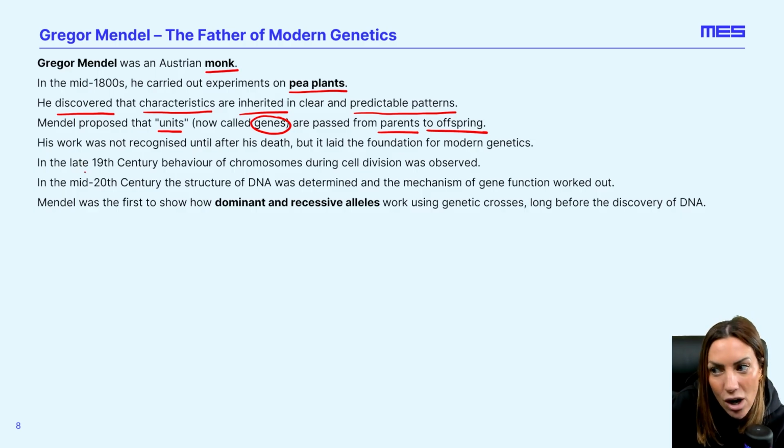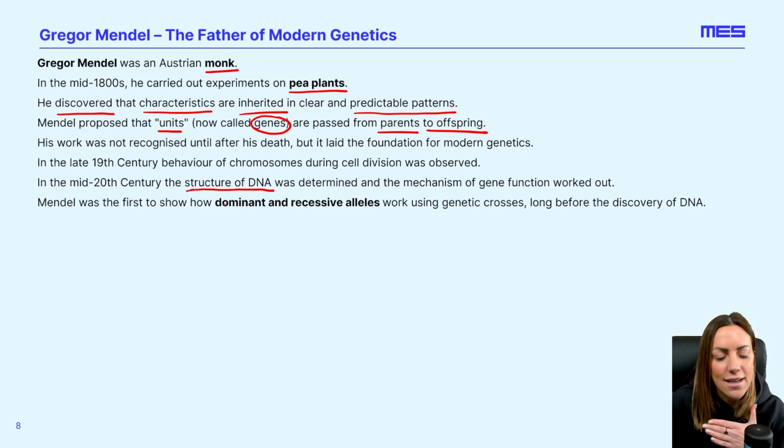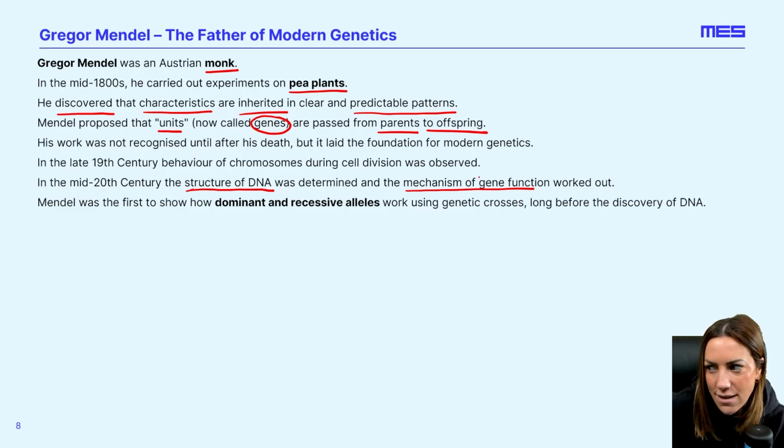It was later on, so in the late 19th century or the late 1800s, that chromosomes were observed during cell division as microscope technology improved. And it wasn't until the mid 20th century or the mid 1900s that we determined the structure of DNA. It was Watson and Crick and Rosalind Franklin that actually developed our model of the structure of DNA. That's when we also worked out kind of how genes worked, the mechanism of inheritance.